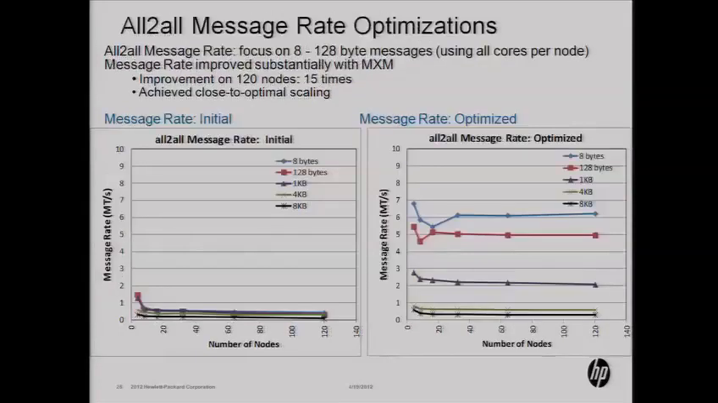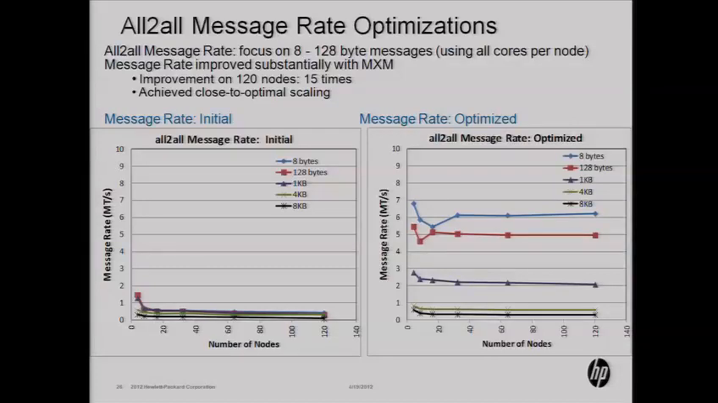This is looking at that same result on a message rate basis. Again, focusing on 8 to 128 byte messages using all cores per node. The message rate improved substantially, and this is mainly because of the MXM accelerations. Improvement on 120 nodes is about 15x. Again, we achieved close to optimal scaling and a very flat response here.